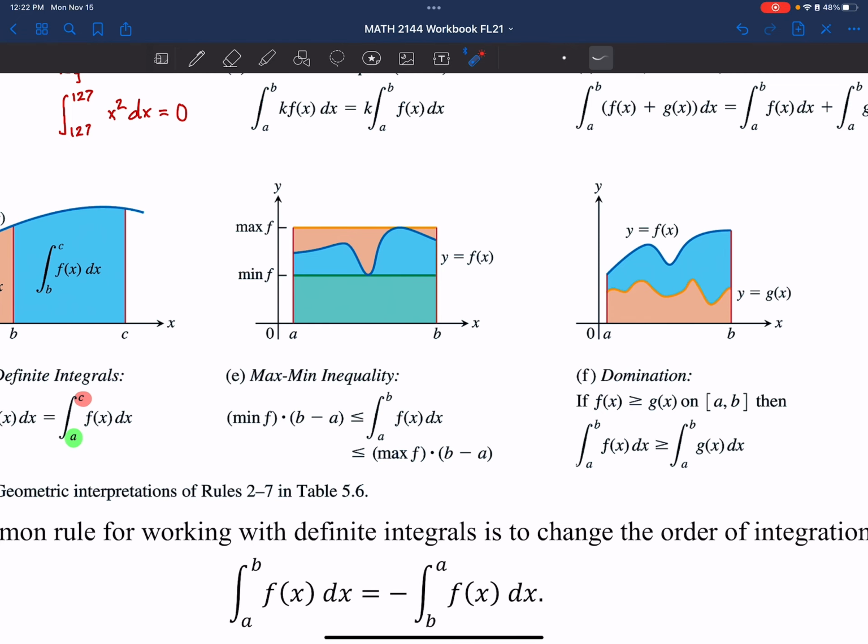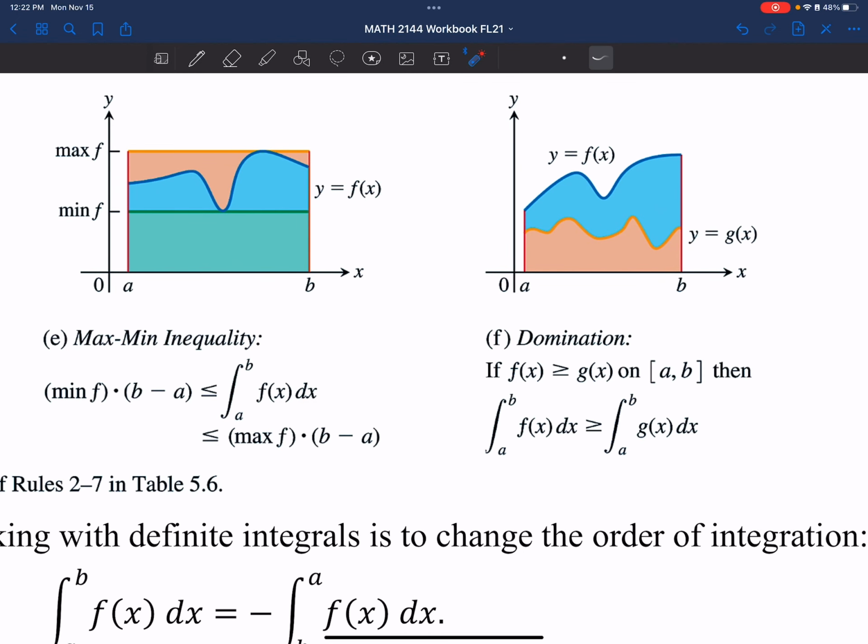And the last one is just another scenario of kind of working with boundaries. These will show up a lot more in Calculus 2. We'll primarily work with the first 4 here. And this one is basically saying that if a function is always larger than another function, then the area is going to be greater. To me, it's fairly intuitive if you understand these as area.